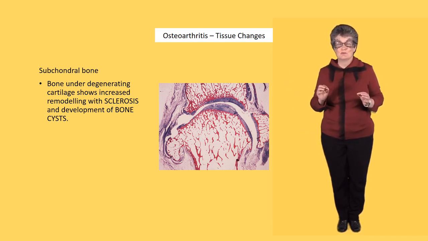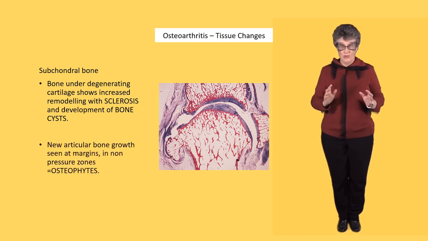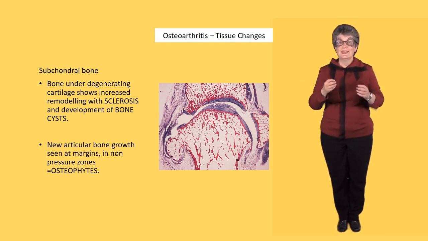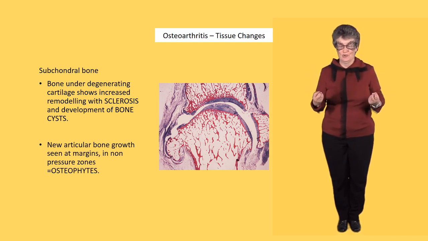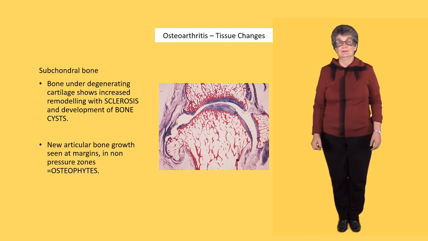The most notable feature in this histologic section is that weird little bit of bone popping out the side, and that's an osteophyte. So osteophytes are new articular bone growth that happens at the edges of joints with osteoarthritis. They can be seen in small joints in the hands and in larger joints, for example, around the spine.